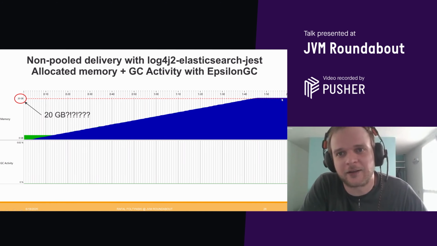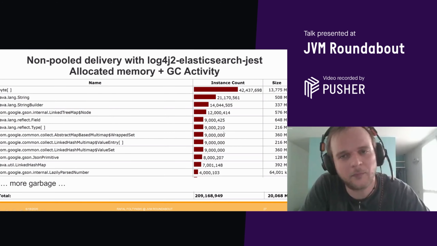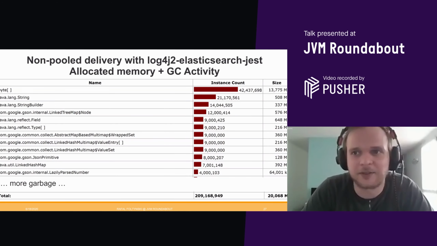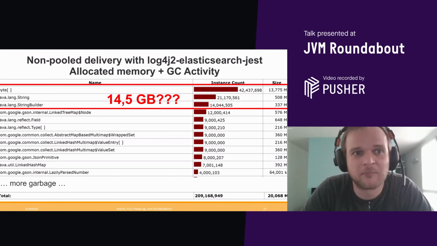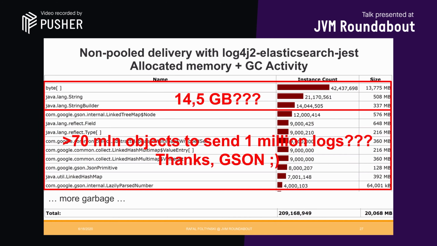So I started to dig deeper, and most of this allocation comes from bytes and string builders. 14.5 gigabytes for byte arrays, that's quite a lot, given that the string that you're sending is always exactly the same string. And also over 70 million objects that are created somewhere on the serialization stack.